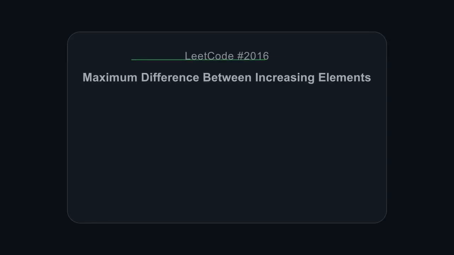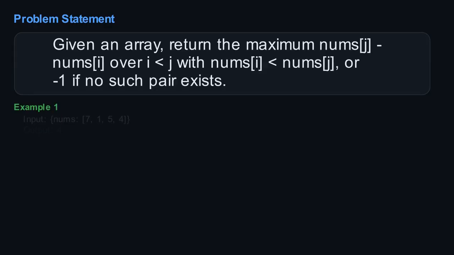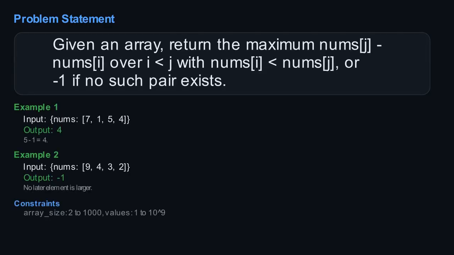Today, we're tackling a problem that asks us to find the largest possible difference between two numbers in an array. The catch? The second number has to come after the first one, and it also has to be larger. Given an array of integers, our goal is to return the maximum difference between nums[j] and nums[i] such that j is greater than i, and nums[j] is greater than nums[i]. If no such pair exists, meaning no element has a larger element after it, we should return -1.